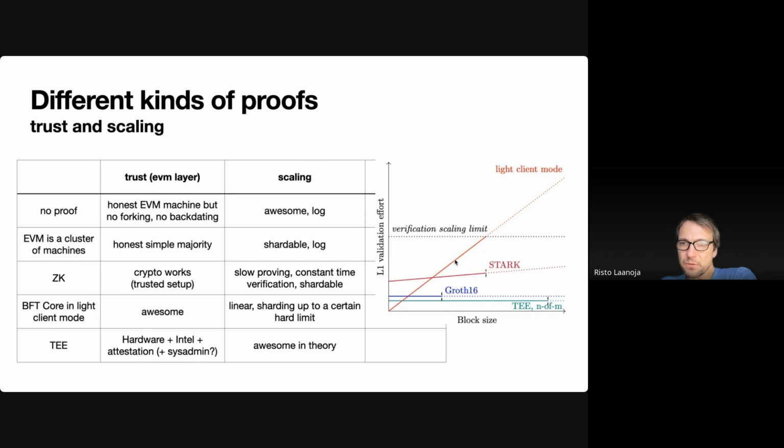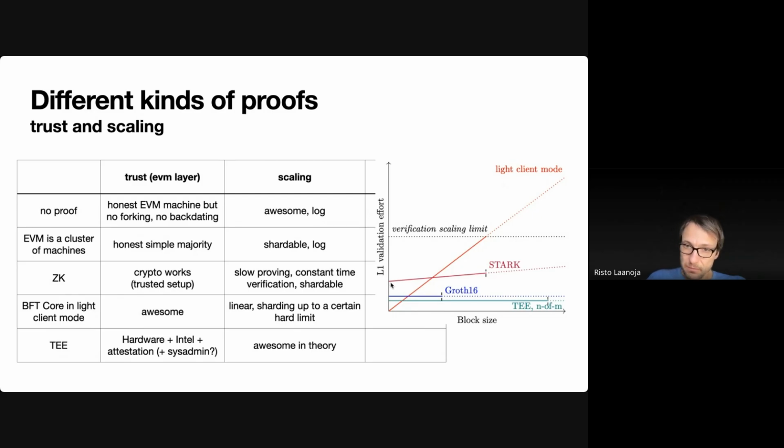And I tried to paint the scaling comparison right here. The bright red one is this light client mode, and we see that the layer 1 validation effort grows linearly if you add more transactions to the block. Eventually there is this hard verification scaling limit, which is at the layer 1 side. So basically no effort for layer 2, but layer 1 has to validate all the transactions, which eventually presents a hard limit where we cannot scale anymore.